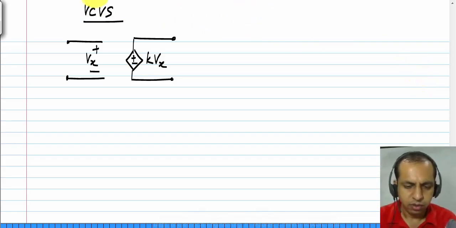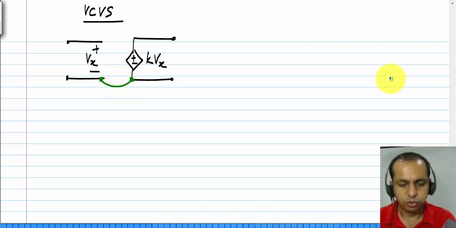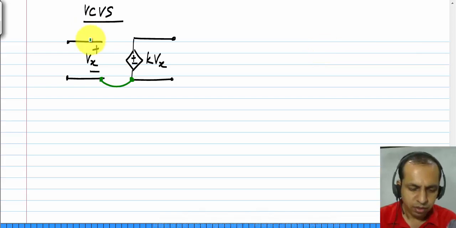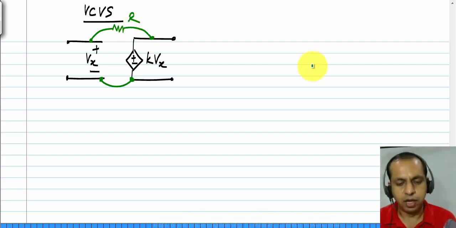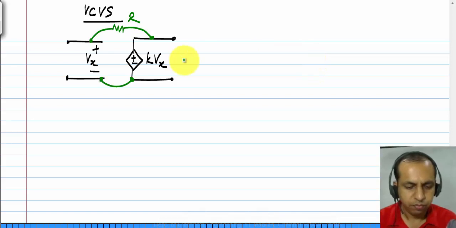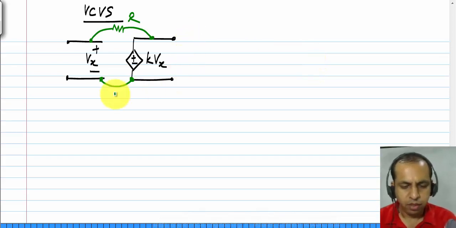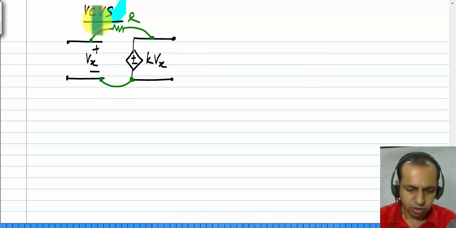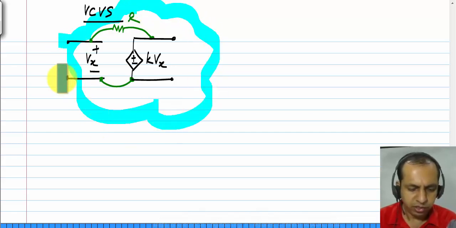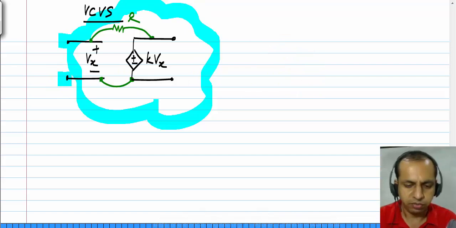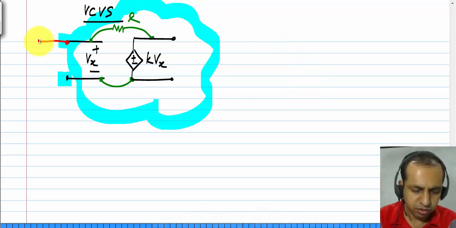Now let me do a few things. Let me connect these two parts together and let me connect a resistance R between these two. Okay. Now I'll enclose this whole thing within a box, and what I'm interested in is finding out the equivalent characteristic between these two terminals.